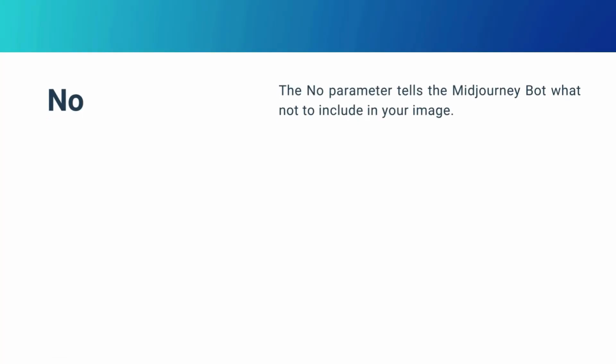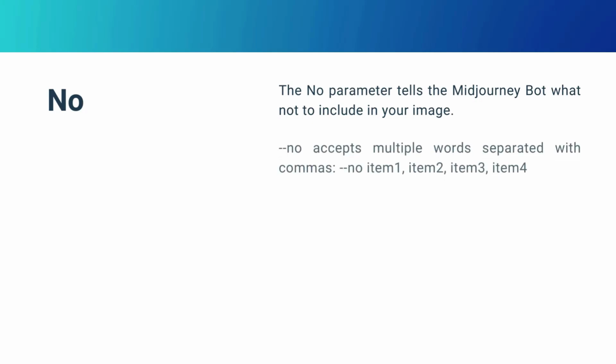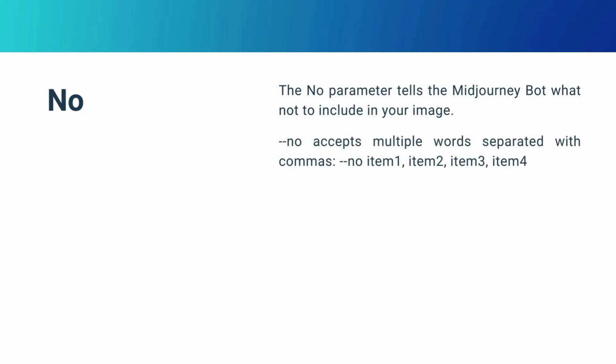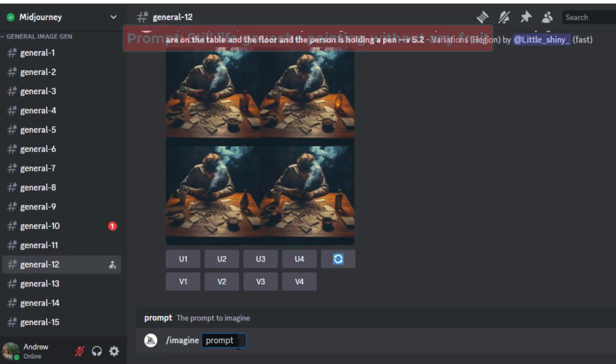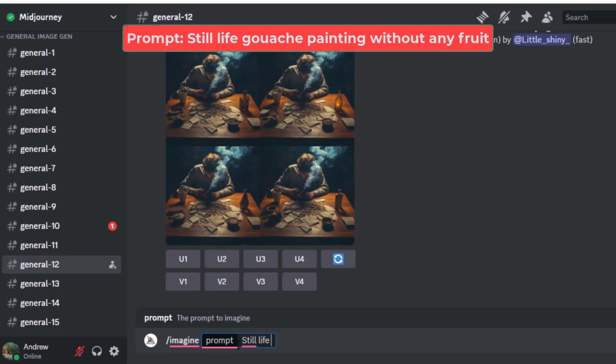No. The --no parameter tells the Midjourney bot what not to include in your image. --no accepts multiple words separated with commas. For example, --no item 1, item 2, item 3, item 4. The Midjourney bot considers any word within the prompt as something you would like to see generated in the final image.